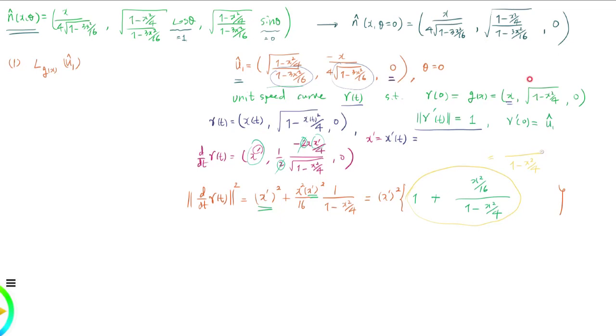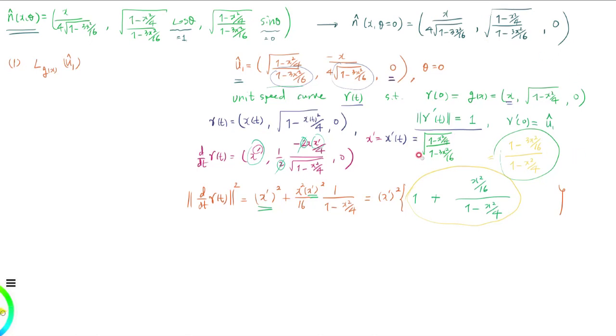It has 1 minus x squared over 4 on its denominator, and it has 1 minus 3x squared over 16 on its numerator. So to make this curve a unit speed curve, we have to multiply by the inverse of this square root. So x prime of t should be 1 minus square root of 1 minus x squared over 4 over 1 minus 3x squared over 16. Okay?